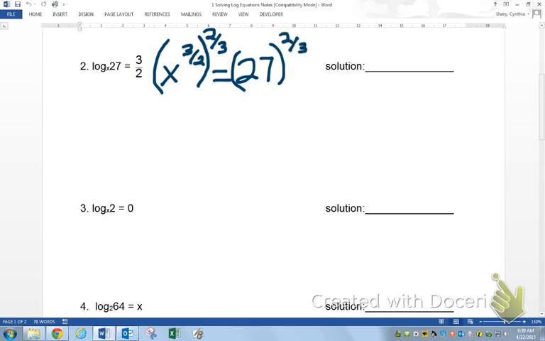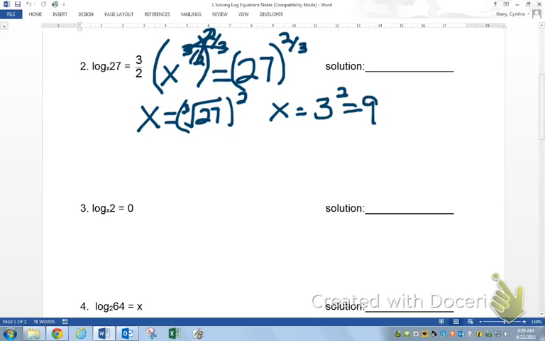And remember, since I'm raising it to a power with an odd denominator, I'm only going to have one answer, not two. The 3 and the 3, the 2 and the 2 cancel, so it just leaves you with x. So x is going to equal 27 to the 2/3. That means the cube root of 27, squared. Well, according to my chart, the cube root of 27 is 3. So x equals 3 squared, which is 9. So x must equal 9. Make sure you ask questions if you have any.